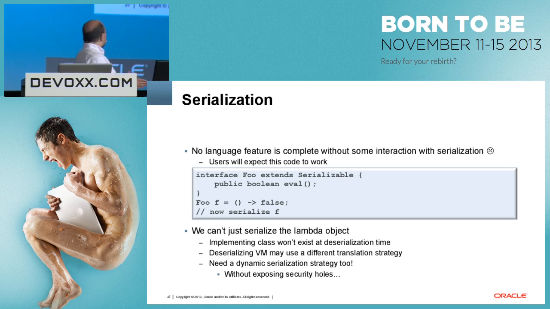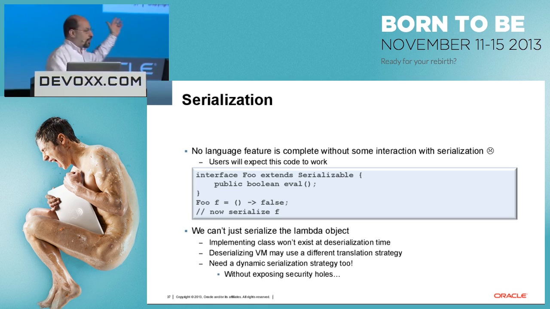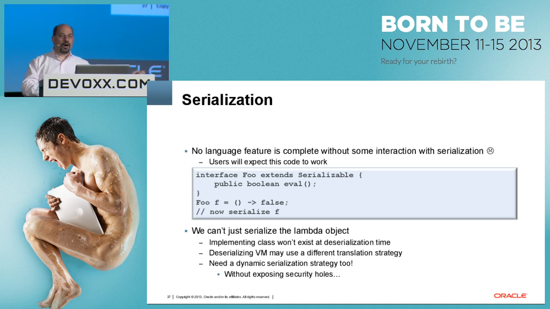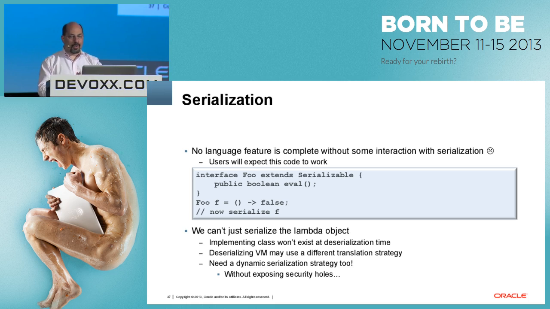Lambda. The reason for that is, if you had code like this, and that functional interface has one method, okay, fine. Users will expect this code to work. People want to ship functions across the network because, let's say you're doing a distributed Hadoop query, and you want to be able to ship your mappers and reducers across the network. So we need to support serialization.